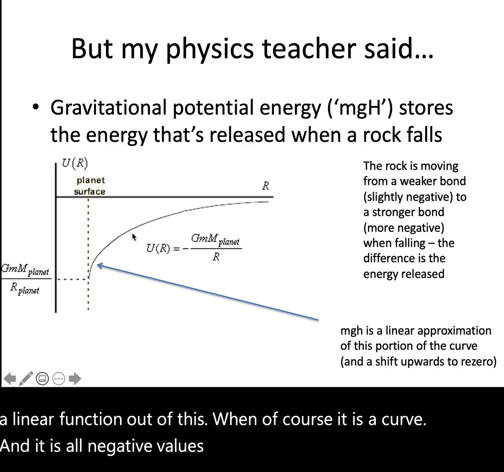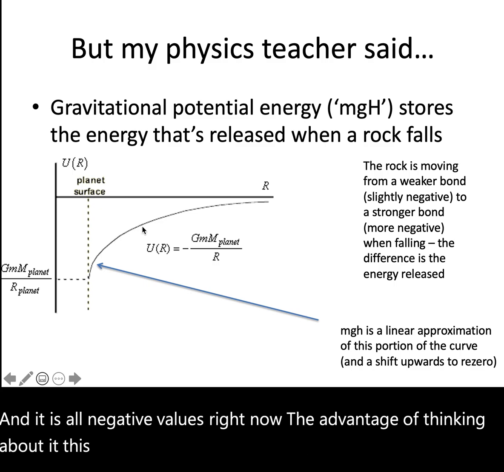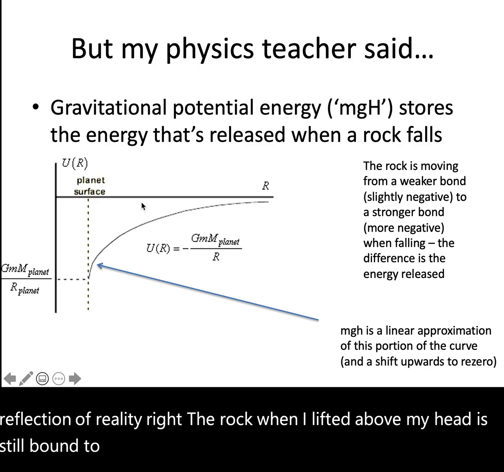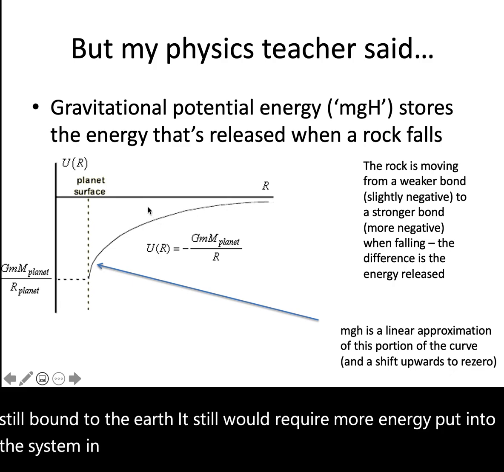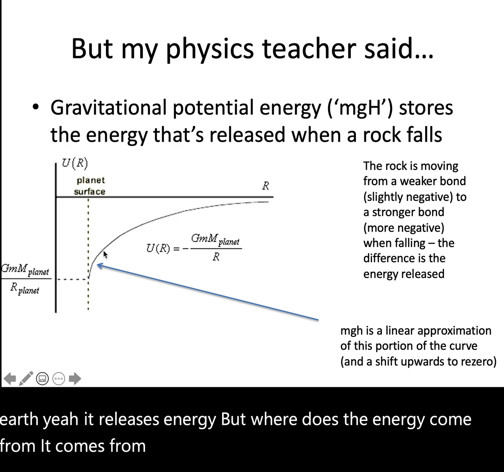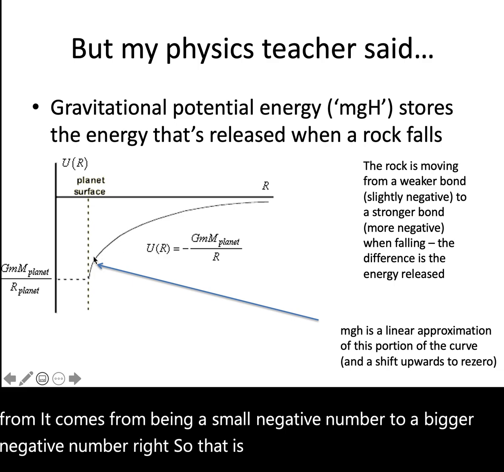Now, the advantage of thinking about it this way, even though it's more complicated, is it's a better reflection of reality, right? The rock, when I lift it above my head, is still bound to the Earth. It still would require more energy put into the system in order to free it, right? And when it falls towards the Earth, yeah, it releases energy, but where does that energy come from? It comes from being a small negative number to a bigger negative number, right? So that is a loss of potential energy, right?